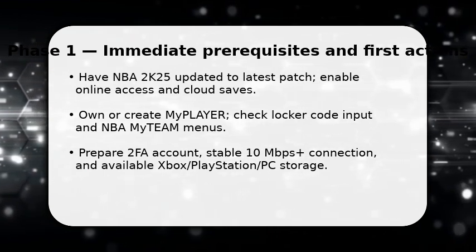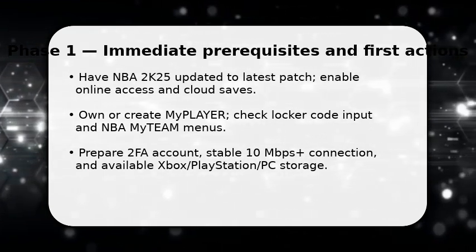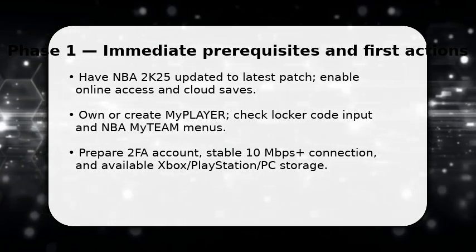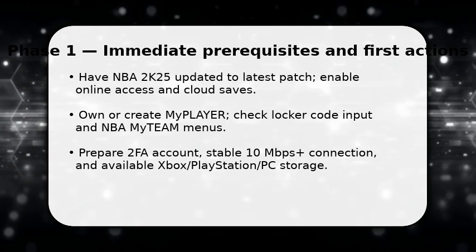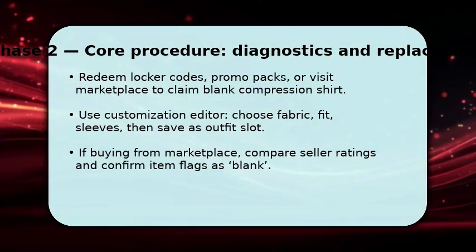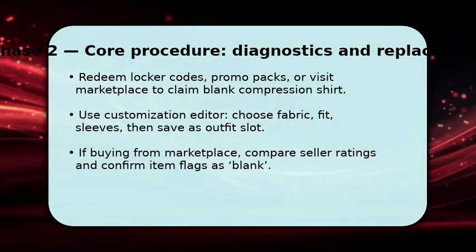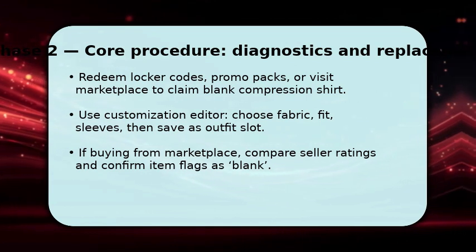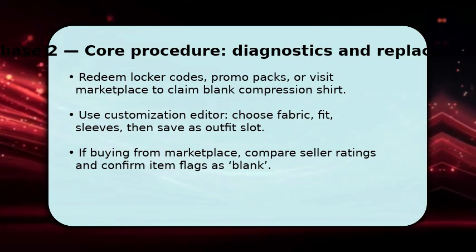You need two-factor authentication set and stable bandwidth. This prevents lost items. Now, navigate to community crests or promo pages inside the game. You continue by redeeming locker codes or opening promo packs. If that doesn't yield the blank compression shirt, search the in-game marketplace and filter for blank in item names.